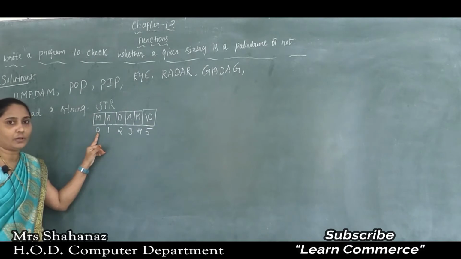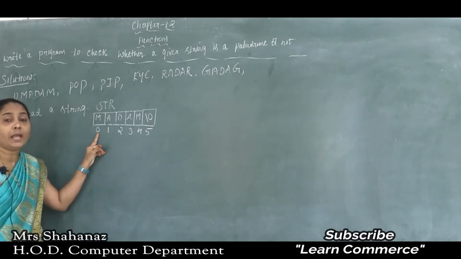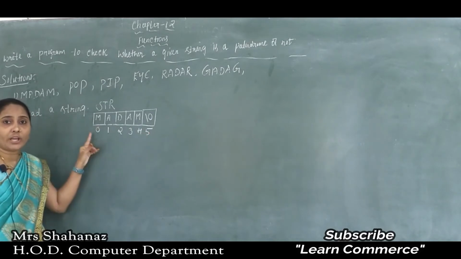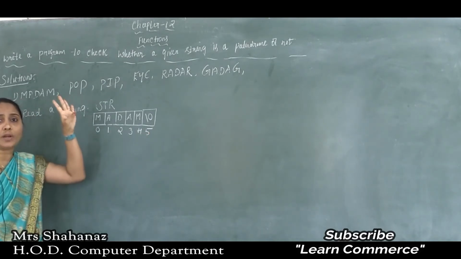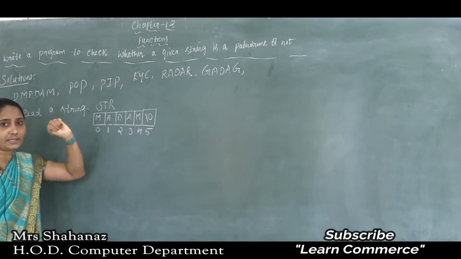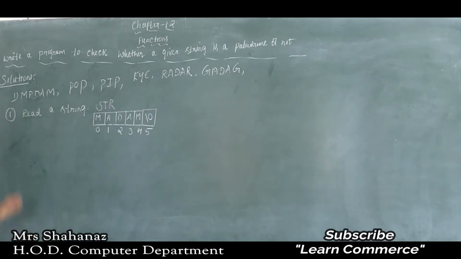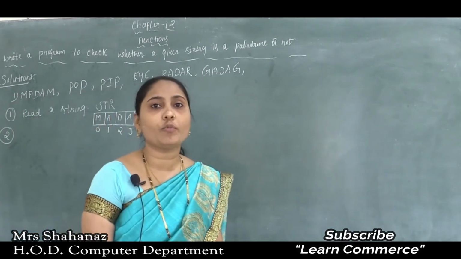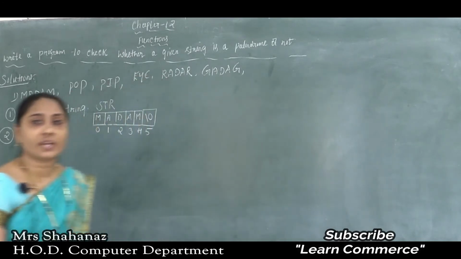So this is the structure of the string madam. The position value starts from 0 and reaches till 5. When you count madam, it is 1, 2, 3, 4, 5, but the starting value is 0. And next, the second step: after entering the string madam, I am going to find out the length of the string madam.